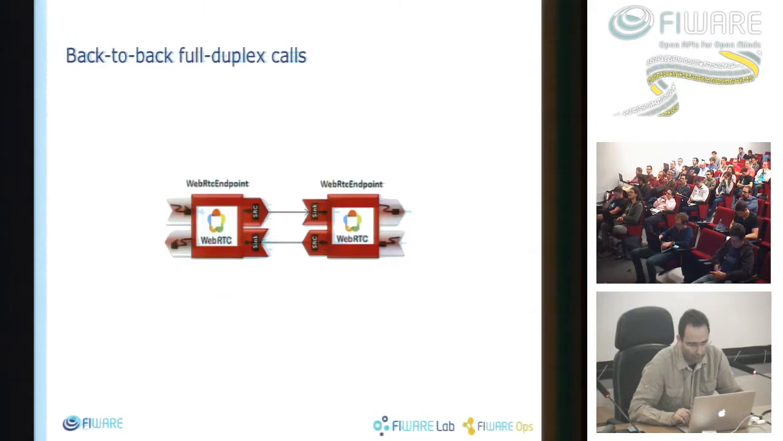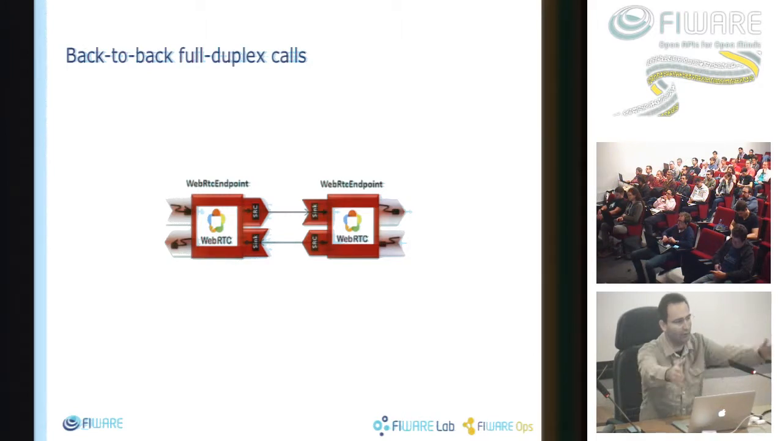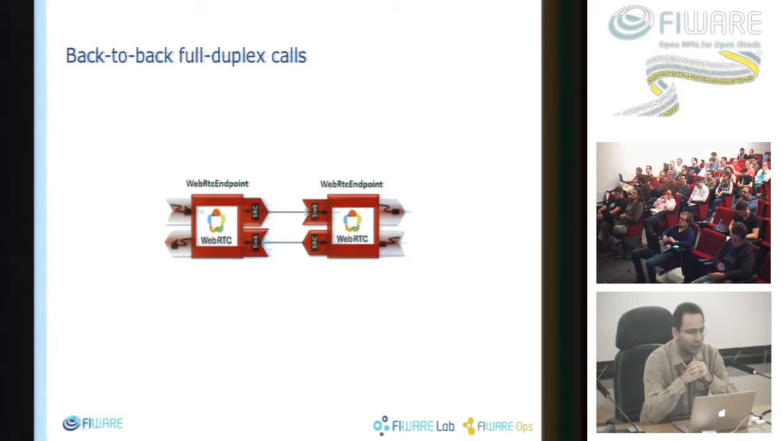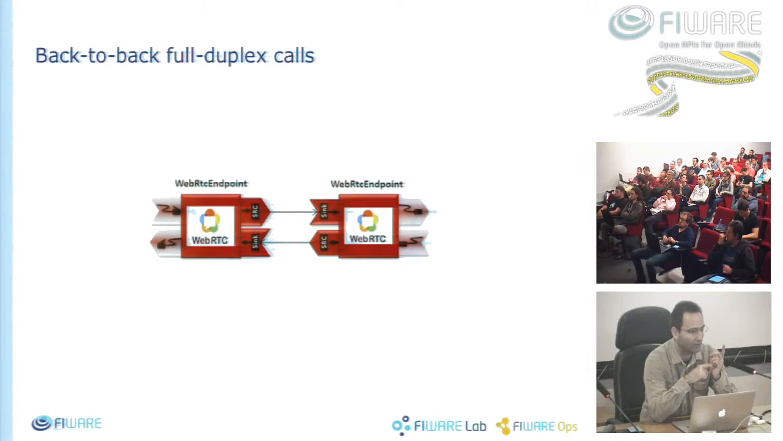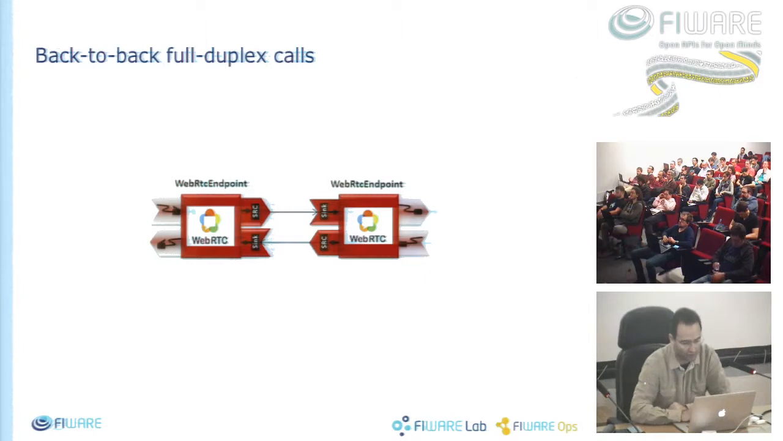So now we are going to work with full duplex communications. Instead of just making the media flow from me to you, we are going to create applications that make it possible to have a video conference, basically. For making a video conference, I'm going to need a couple of WebRTC endpoints connected to each other, so that the source of the first is connected to the sink of the second, and the source of the second is connected to the sink of the first. So this is basically what you can see in this picture.